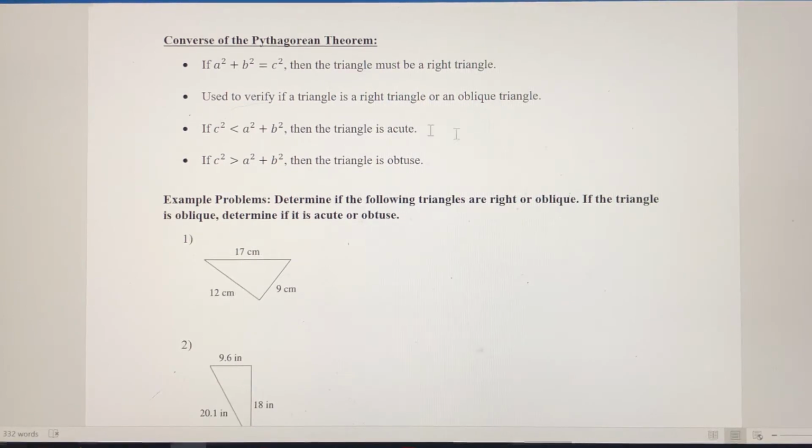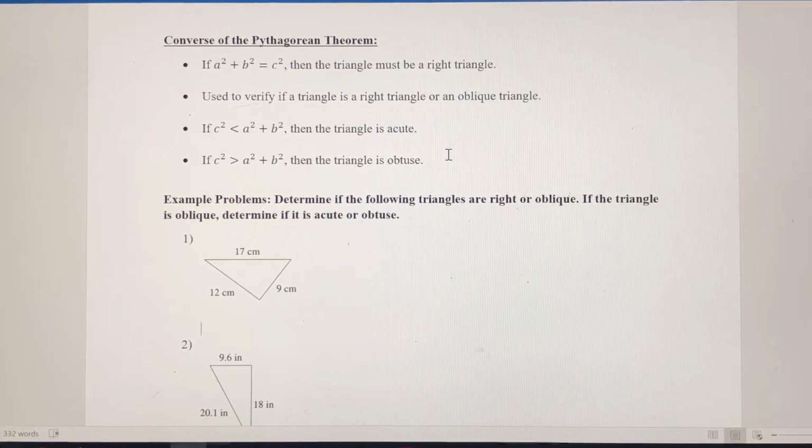Okay, when you perform the converse of the Pythagorean theorem, if c squared is equal to a squared plus b squared, then we've got a right triangle. If c squared is less than a squared plus b squared, then we know the triangle must be acute. And if c squared is greater than a squared plus b squared, then we know the triangle must be obtuse. Hopefully that makes sense logically. If the square of the longest side is greater than the sum of the squares of the legs, that means we've got a larger angle than 90 degrees in that triangle.